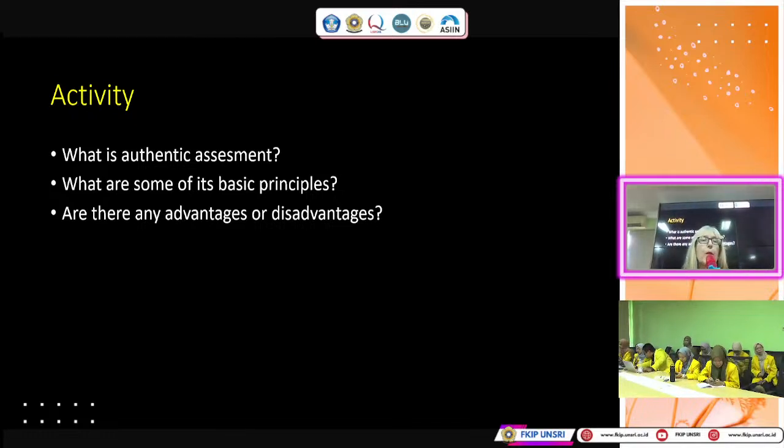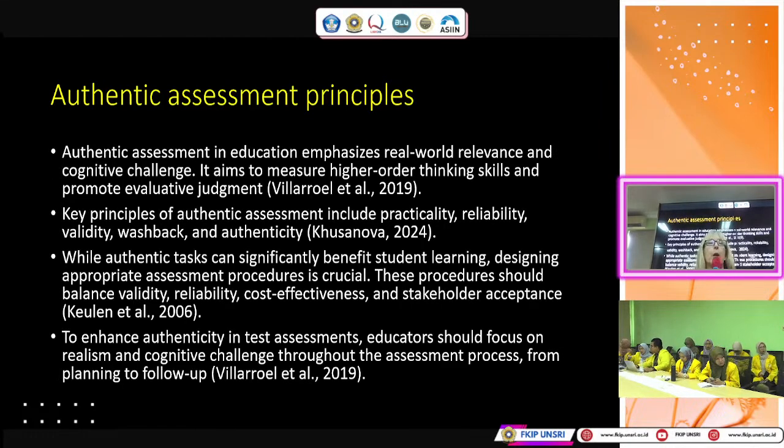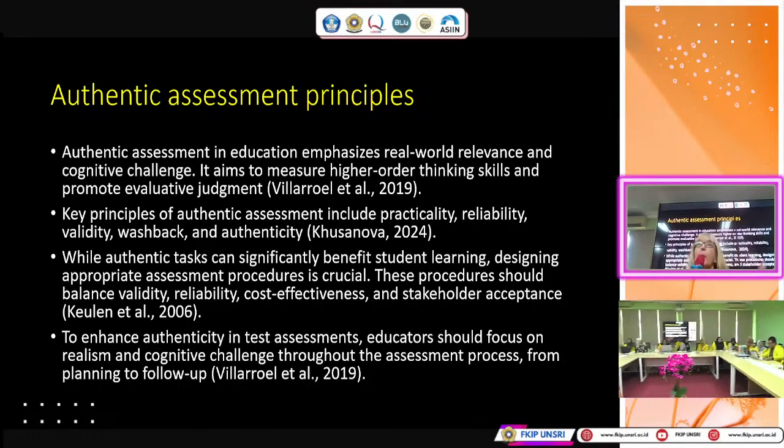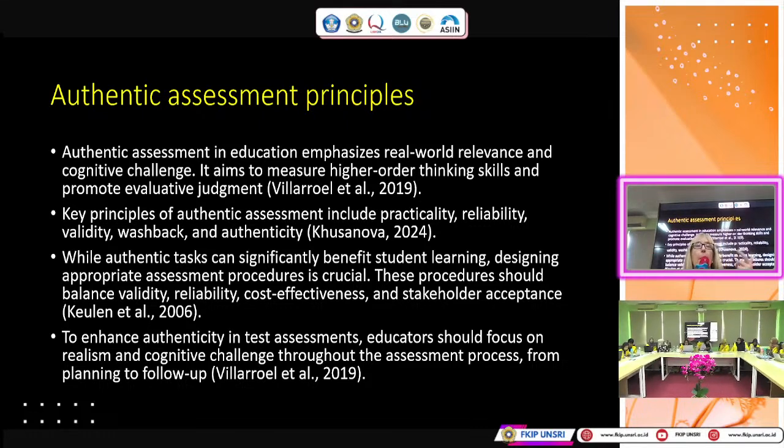Okay, and then the question is, what are the basic principles? Are there any advantages or disadvantages? So let's look a little bit at the principles first. So the real-world relevance. So the idea is to look at the higher order thinking skills. Who can give me examples of higher order thinking skills? Okay, anyone? HOTS, we talk about HOTS. Higher order thinking skills. What are those? Anyone?